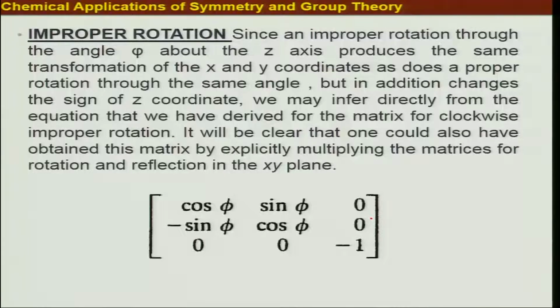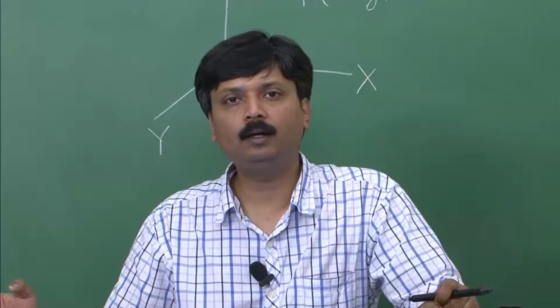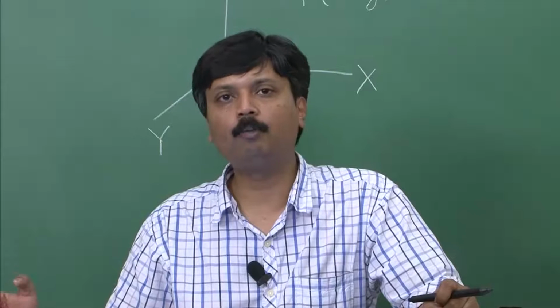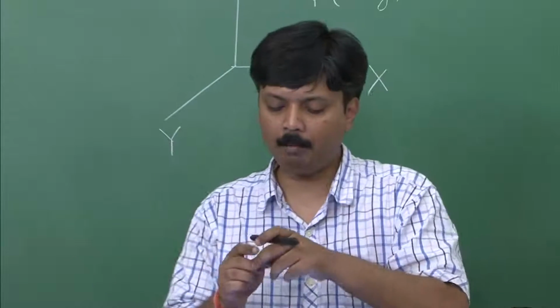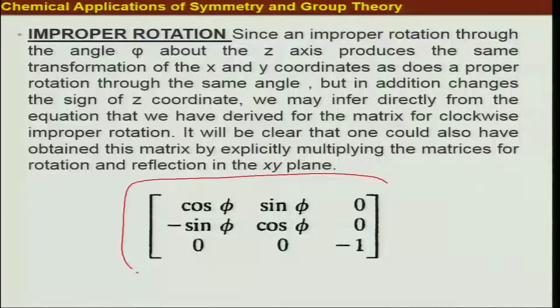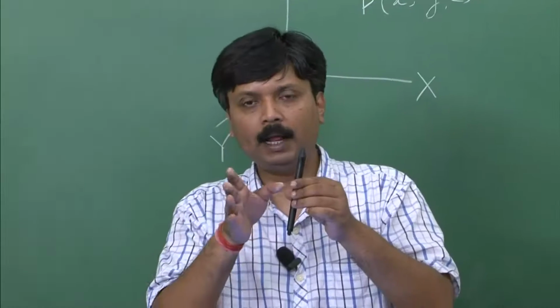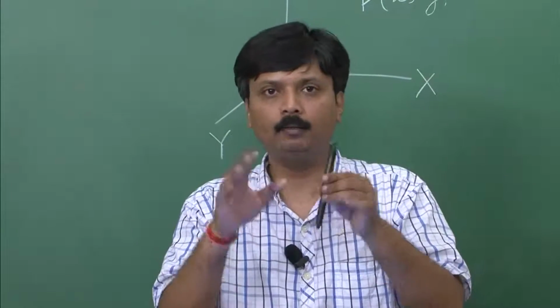Now it should be straightforward for you by now. The reason is, we have learnt about the proper rotation, we have learnt about the reflection. So improper rotation is nothing but rotation followed by a reflection. In case of proper rotation, we have a matrix like this, right? This is my proper rotation barring this one. So for a second, if you think there is no minus here, this is the matrix for my proper rotation. Now in case of improper rotation, you rotate by an angle and you use this matrix.